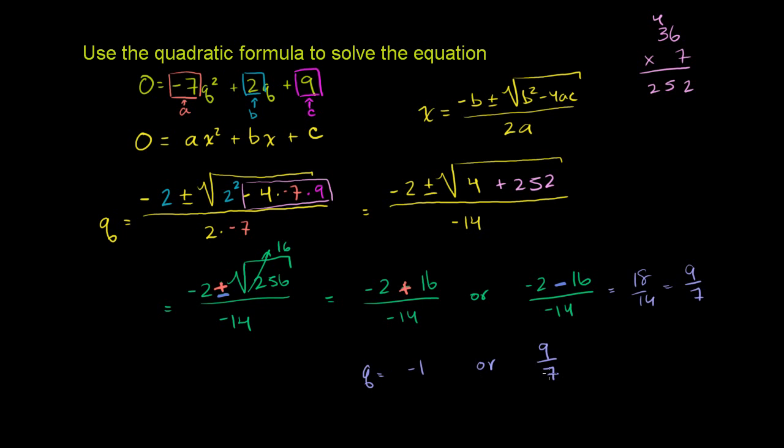And you could try these out, substitute these q's back into the original equation, and verify for yourself that they satisfy it. We could even do it with the first one. If you take q equal to -1, -7 times -1 squared, and -1 squared is just 1, so it would be -7 times 1. -1 times 2 is -2, plus 9. So it's -7 minus 2, which is -9, plus 9 does indeed equal 0. So this checks out. And I'll leave it up to you to verify that 9 over 7 also works out.